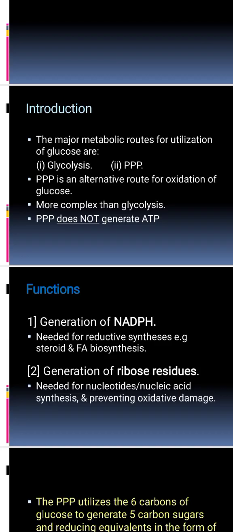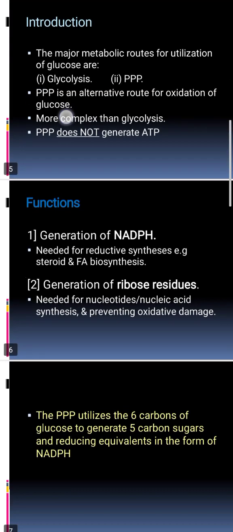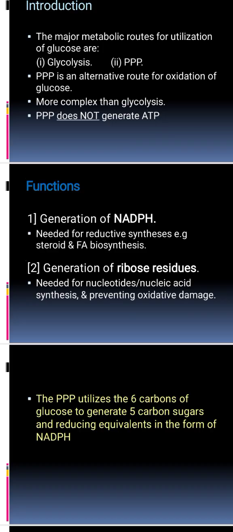Pentose phosphate pathway is a little bit more complex than glycolysis, and it doesn't generate ATP. You know that glycolysis will generate ATP, but pentose phosphate pathway won't generate ATP. So, if pentose phosphate pathway won't generate ATP, what are the actual functions of pentose phosphate pathway? Pentose phosphate pathway actually has two main functions.